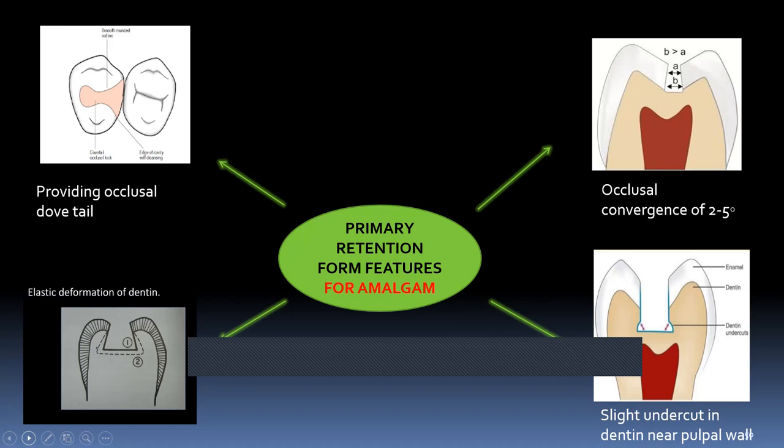We have seen that the principal modes of retention are the dovetail and elastic deformation of dentin. Then there should be an occlusal convergence. The shape should be converging towards the occlusal surface at around 2 to 5 degrees, and there should be a slight undercut made in dentin near the pulpal wall.